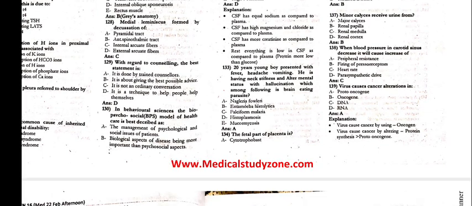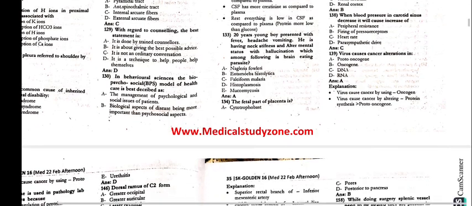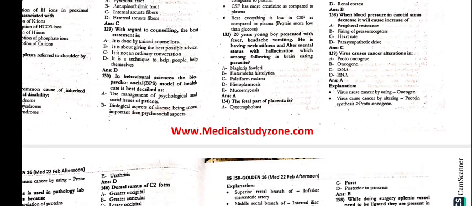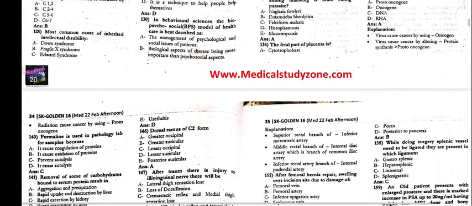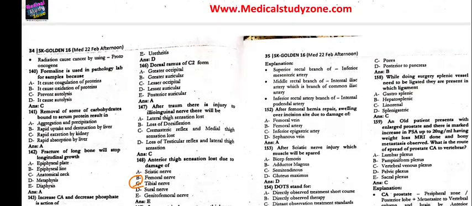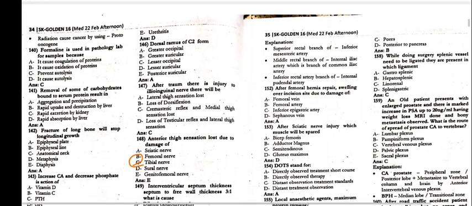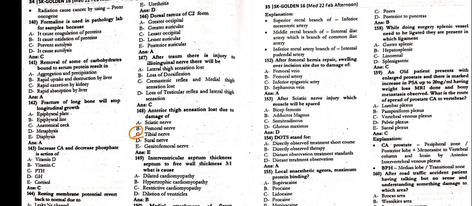138, when the blood pressure in the carotid sinus decreases, it will cause an increase in heart rate. 139, the virus causes cancer by alteration in the proto-oncogenes. Next, 140, formalin is used in the pathology lab for the samples because it prevents autolysis. 141, the removal of some of the carbohydrates bound to the serum protein results in aggregation, the precipitation.